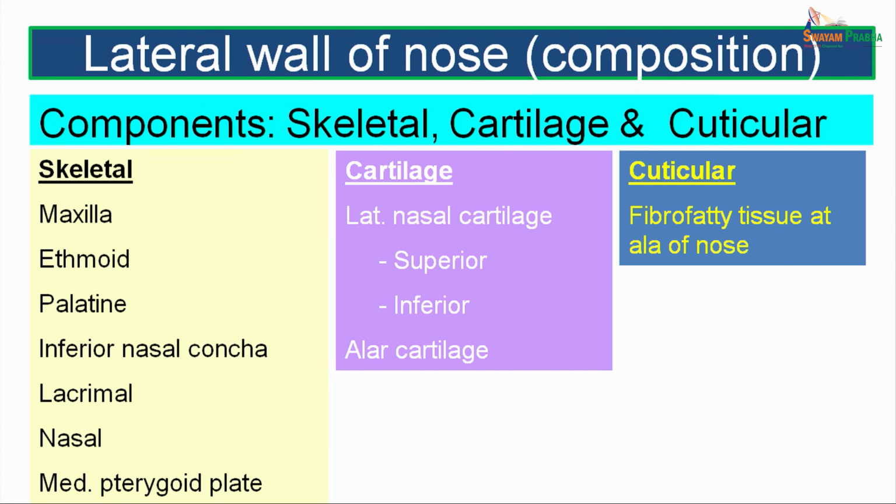The skeletal components are made up of the maxilla bone, the ethmoid, palatine bone, inferior nasal concha which is an independent bone, the lacrimal bone, nasal bone and the medial pterygoid plate. The cartilaginous component is formed by the lateral nasal cartilage. These are two cartilages, superior and inferior, and by 2 to 3 small alar cartilages. The cuticular part is fibrofatty tissue which is seen at the ala of the nose.